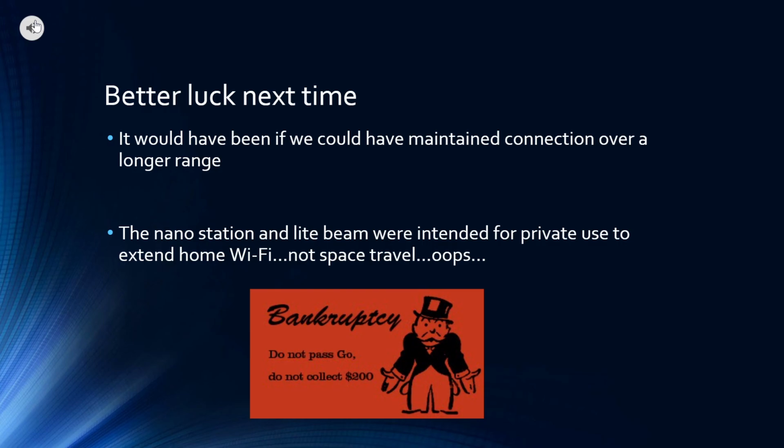The NanoStation and Lightbeam were intended for private use to extend home Wi-Fi, not space travel. Oops. While we were still able to gather some data at very high altitudes, it just wasn't as efficient as we would have hoped, especially in the long run.